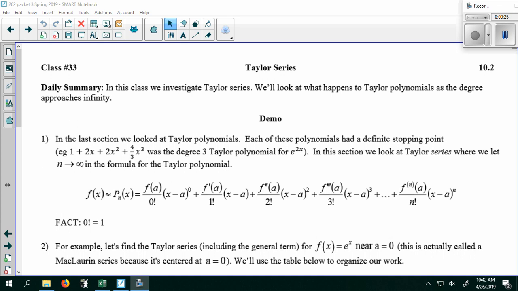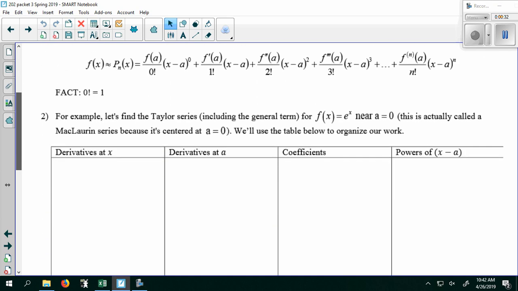So today we're going to look at Taylor series, where we let n, the degree of the Taylor polynomial, just go to infinity. So this was our formula for a Taylor polynomial, and we would stop at some point n. But instead of stopping, we're just going to write plus dot dot dot and let it keep going forever. So for example, we're going to find the Taylor series, including the general term, for f of x equals e to the x at a equals 0. And Taylor series that are centered at 0 have a special name. They're called Maclaurin series.